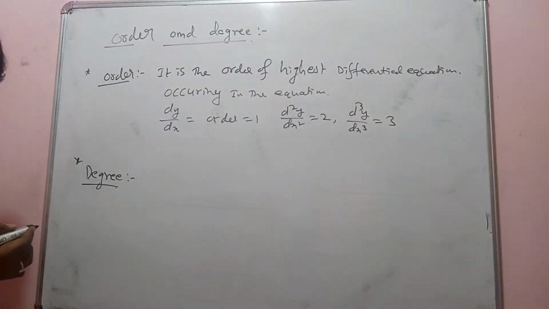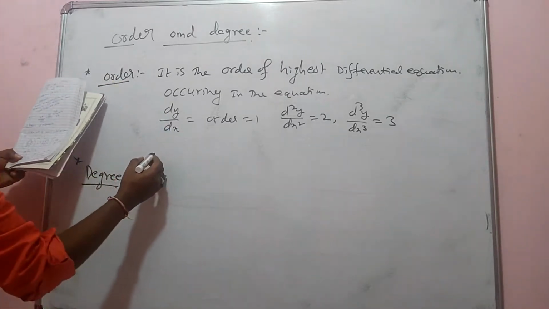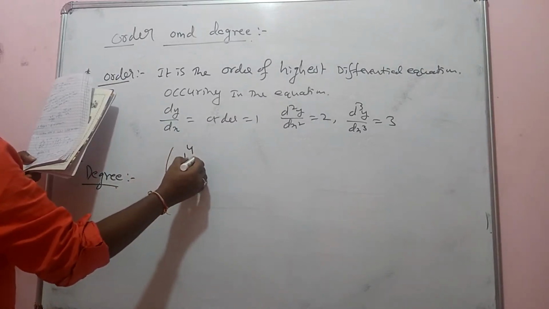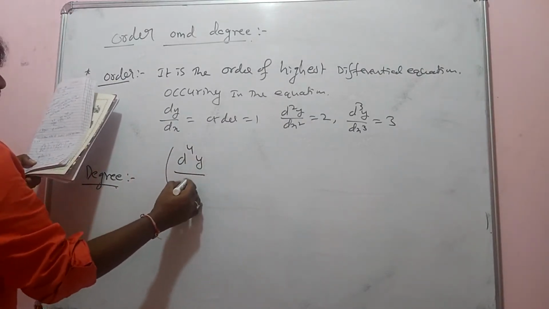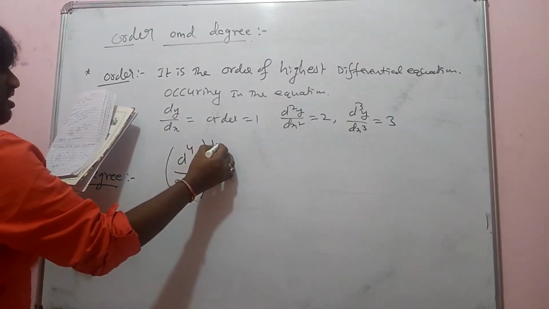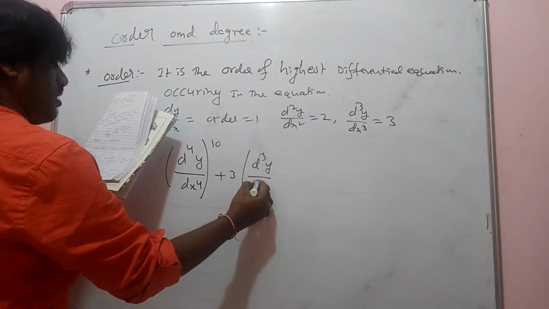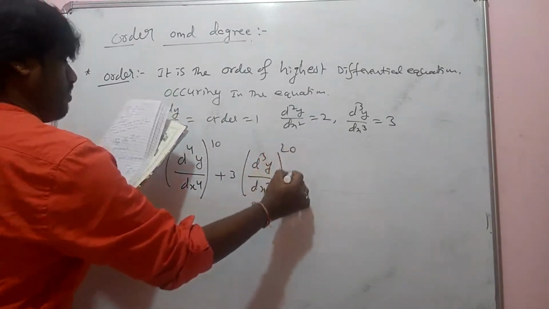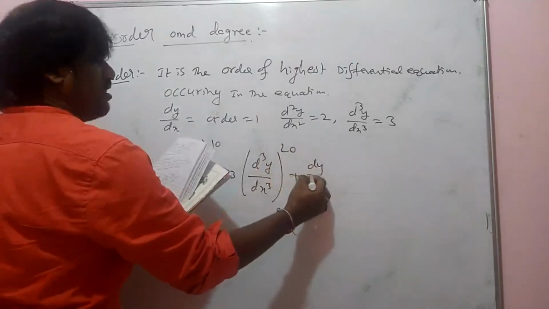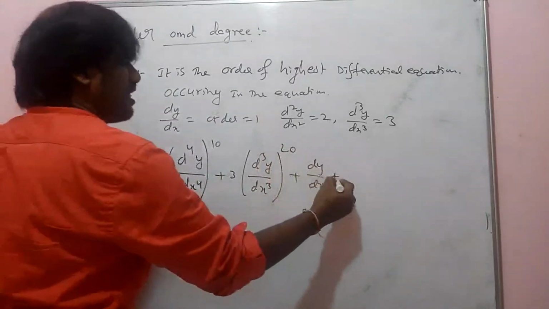Sir, these are simple questions they ask in boards. No, I am going to explain. Wait. You need to understand the small things from the basics, so you will understand what I explain. For example, look here. I'll take d power 4 y by dx power 4, to the power of 10, plus 3 into d cube y by dx cube, to the power of 20, plus dy by dx plus 9 is equal to 0.